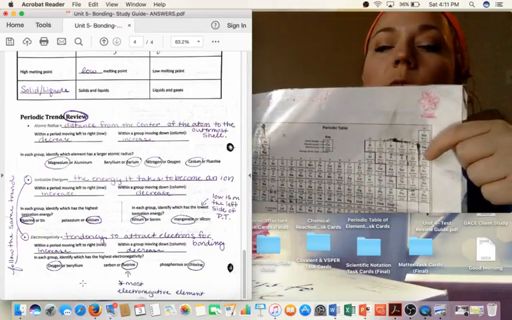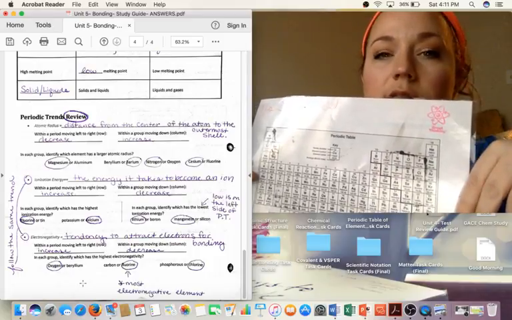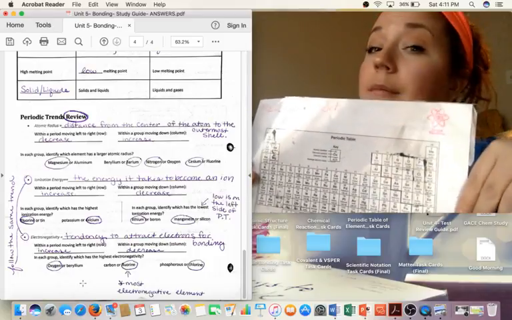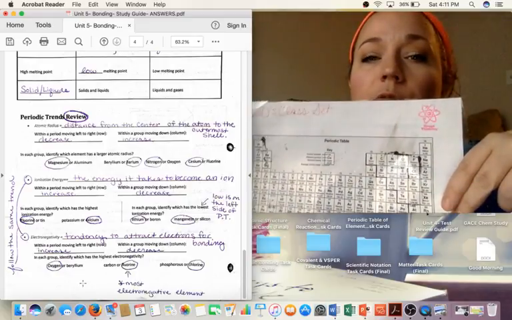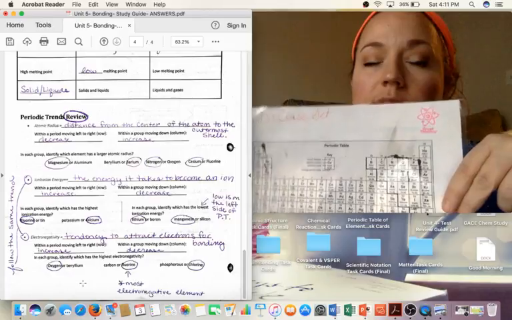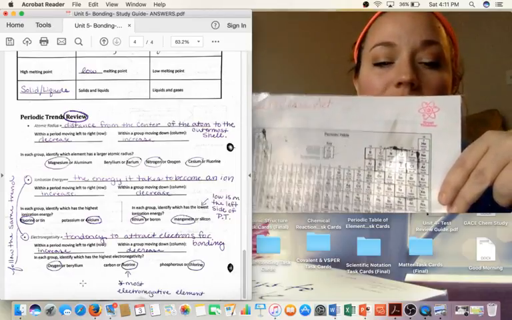So ask yourself, why do noble gases not want to form a bond? Think about it. That's because their valence electrons are full. The octet rule is met. They're stable. So they don't like playing with anyone at all.